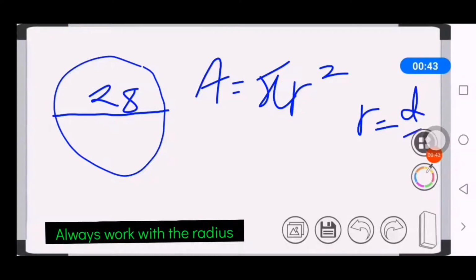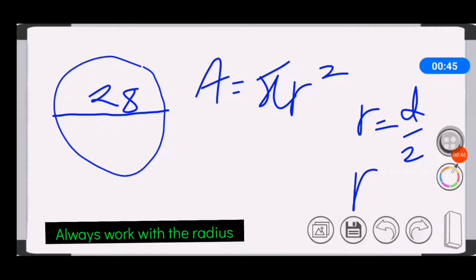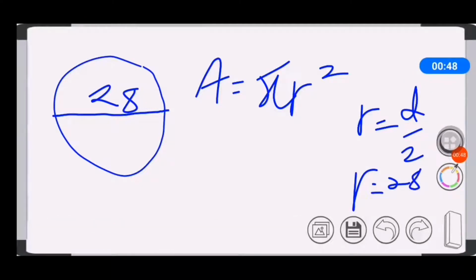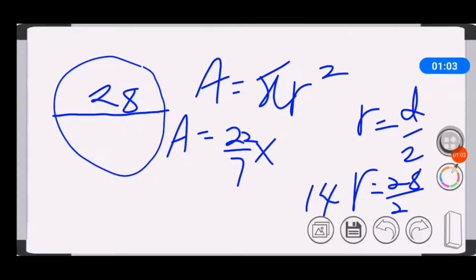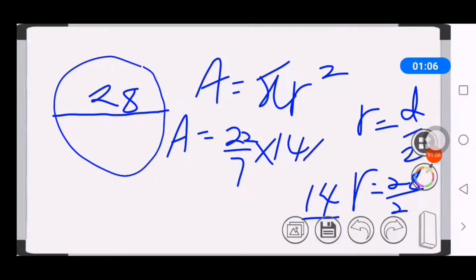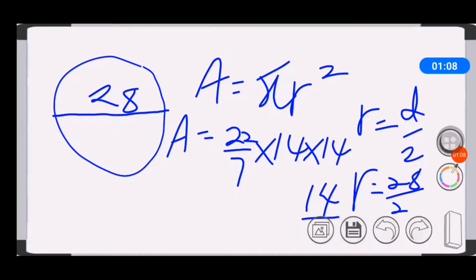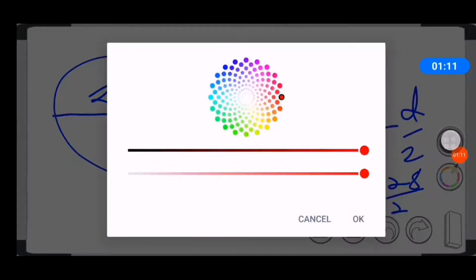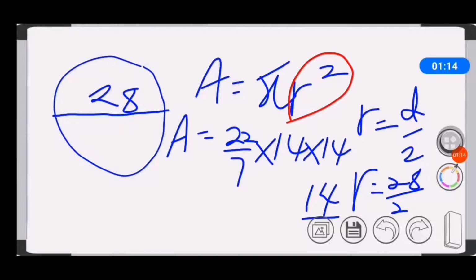Remember, radius is what? The diameter divided by 2. So our radius is going to be 28 divided by 2, which is what? 14. We have a radius of 14, which we are going to work with. All right, so our area will be pi, which is 22 over 7, times the radius, which is now 14. So 14 times another 14. Why are we multiplying the 14 twice? Because in the formula, we said it is square of the radius. So number squared is a number times itself. We need to multiply the radius 2 times. So 14 over 1, 14 over 1. That should be our answer.